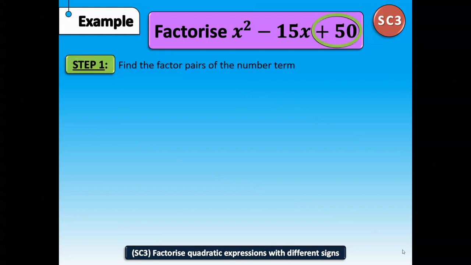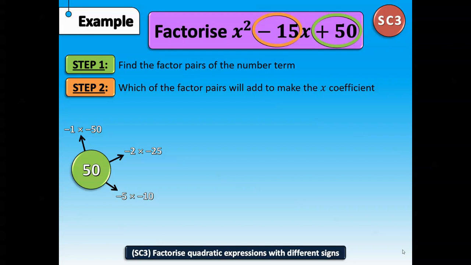So I want pairs of numbers that will times together to make 50, but they've got to add together to make minus 15. So I know this time both numbers need to be negative. And think which pair of numbers will add together to make minus 15. Well, that's minus 5 and minus 10.